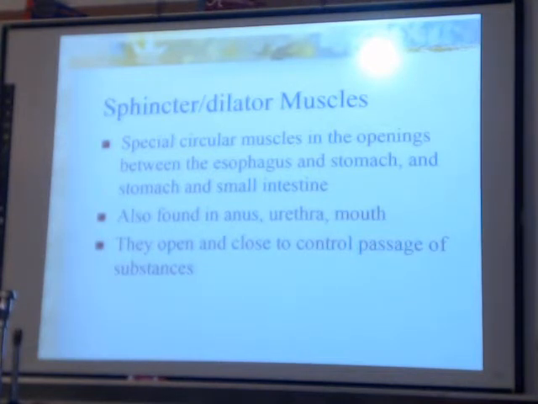It's similar to the heart, when we talked about valves. They help substances pass through one way and not backflow. But sphincters open and close based on what's going on. They are a circular shaped muscle. So just remember that sphincter and dilator muscles open and close to allow things to pass through.